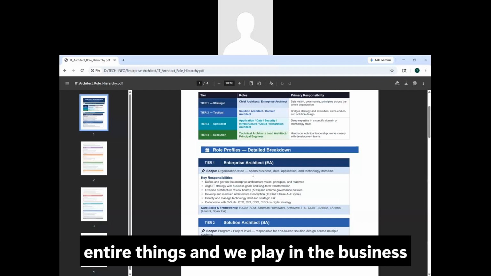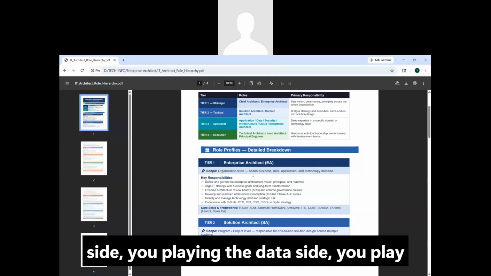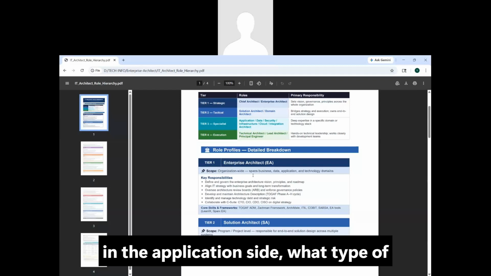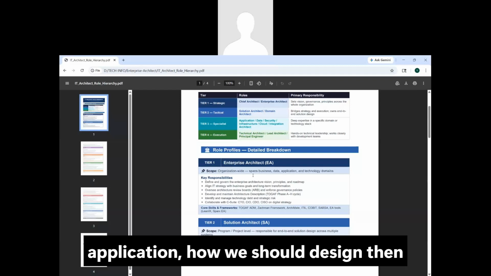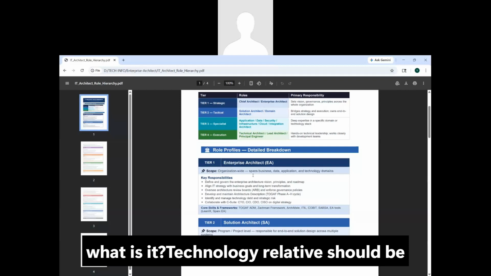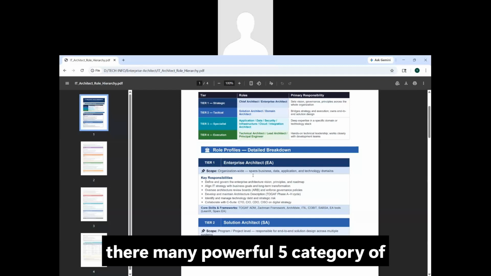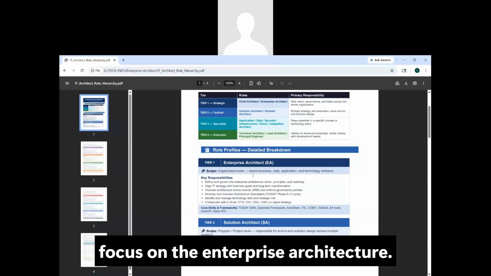If you see here, you play in the business side, you play in the data side, you play in the application side, what type of application, how we should design it, then what the technology related parts should be. There are mainly four or five categories of focus for the enterprise architect.